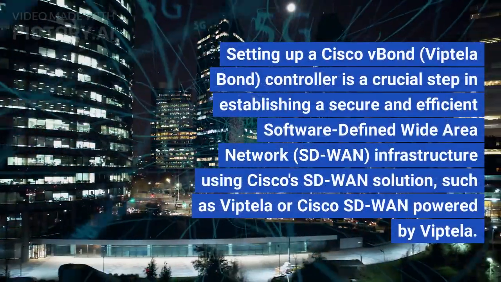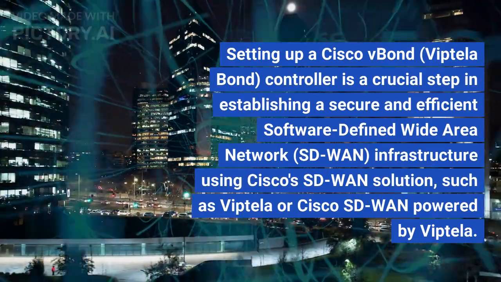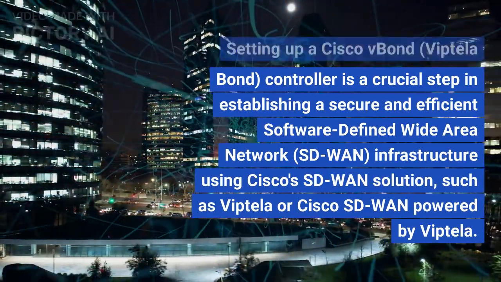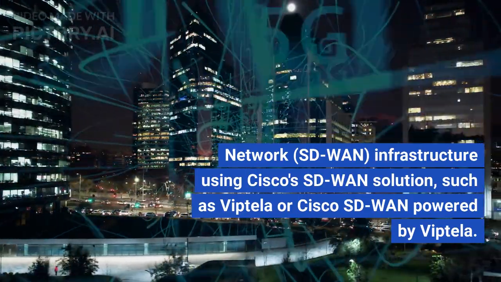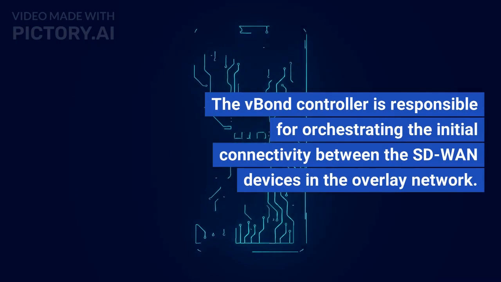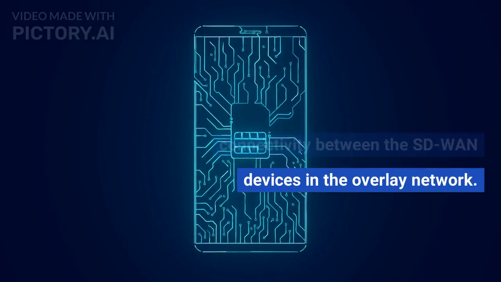Setting up a Cisco vBond (Viptela Bond) controller is a crucial step in establishing a secure and efficient software-defined wide area network (SD-WAN) infrastructure using Cisco's SD-WAN solution, such as Viptela or Cisco SD-WAN powered by Viptela. The vBond controller is responsible for orchestrating the initial connectivity between the SD-WAN devices in the overlay network.